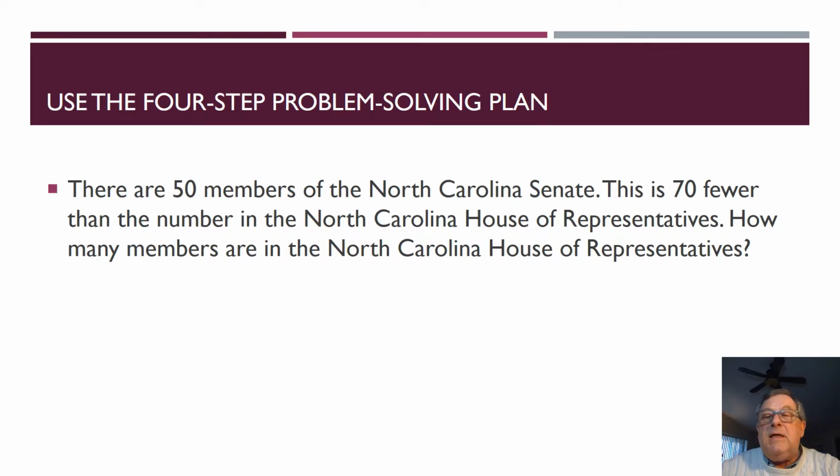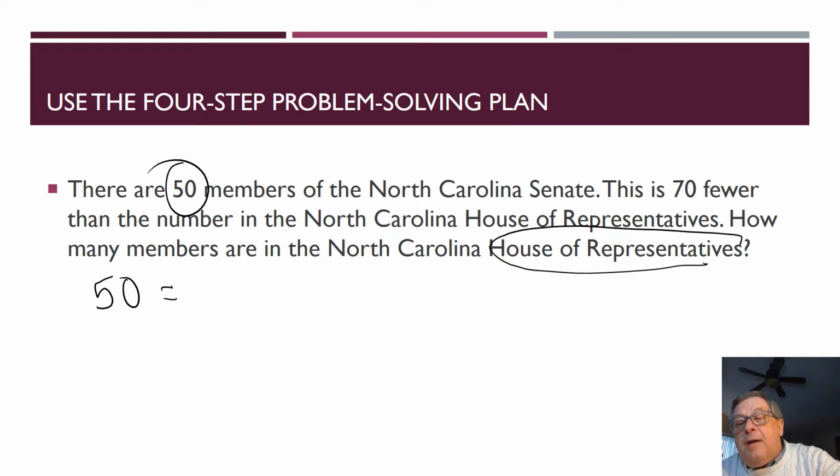So now let's think about planning. How could we plan to set this up? There are a couple of ways we could do this, but let's go this route. We know that there are 50 members in the Senate, and we're trying to find out how many representatives there are. So let's give this the definition of a variable R. All right, so we've got 50 members in the Senate, and we want to find out how many are in the House of Representatives.